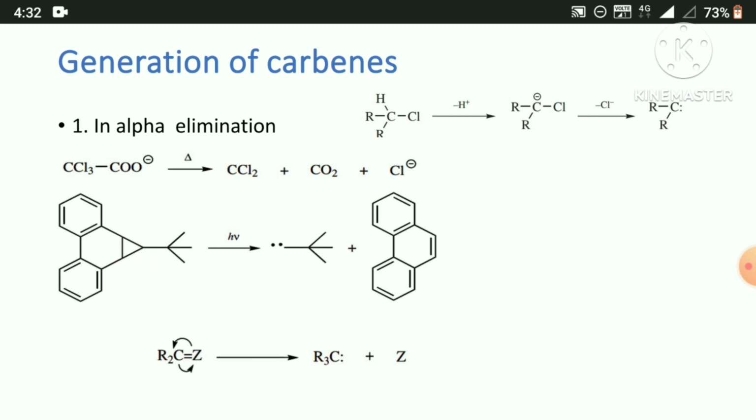So these are the ways of formation of intermediates.